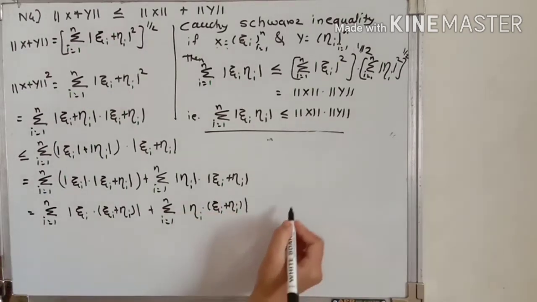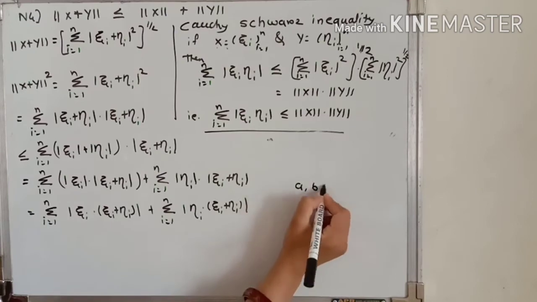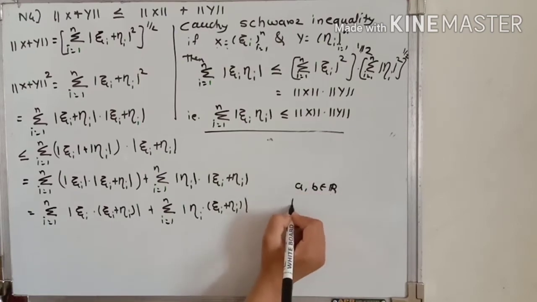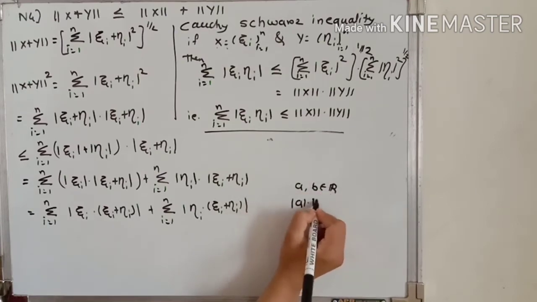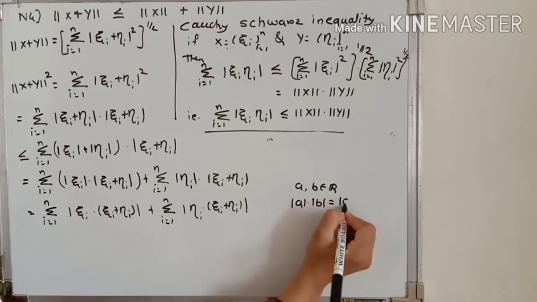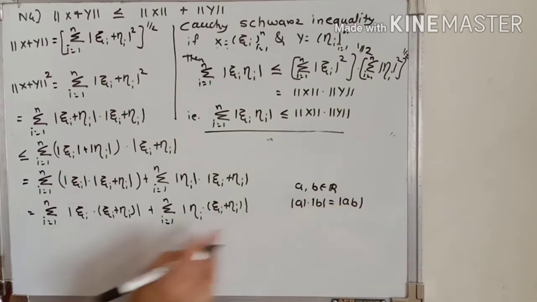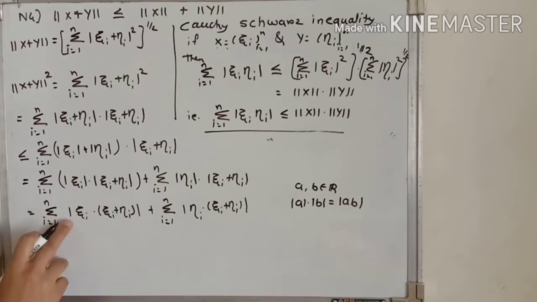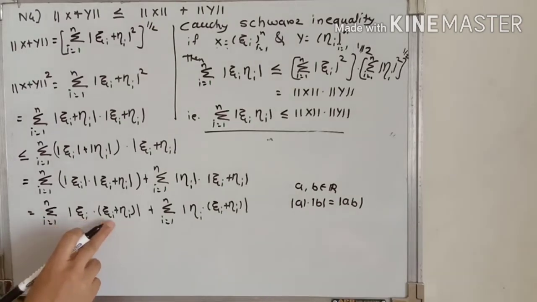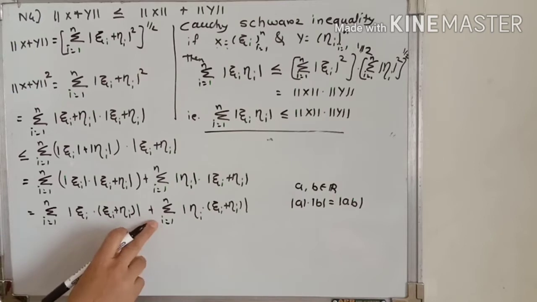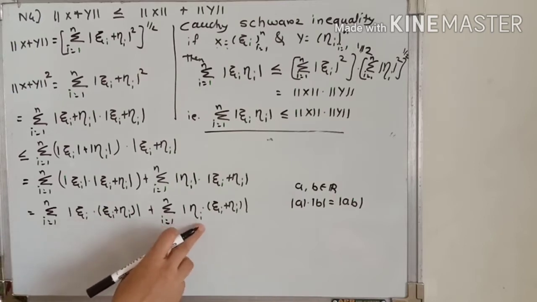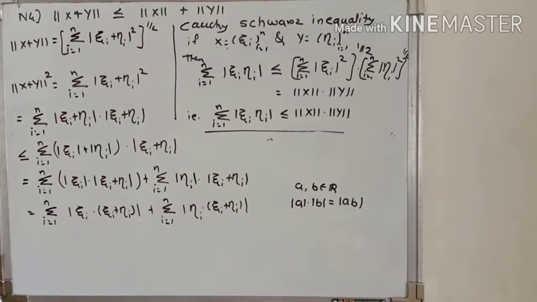Because here we know that for any two real numbers, |a||b| is equal to |ab|. Using this, we write the summation, i running from 1 to n, of |ξi||ξi + ηi| plus the summation of |ηi||ξi + ηi|.